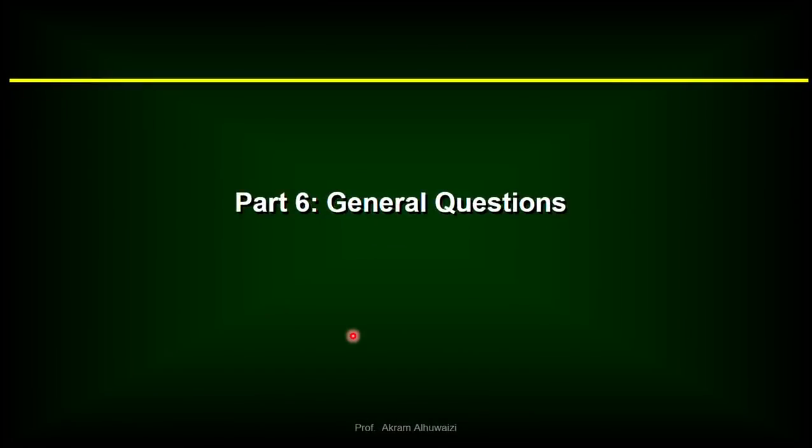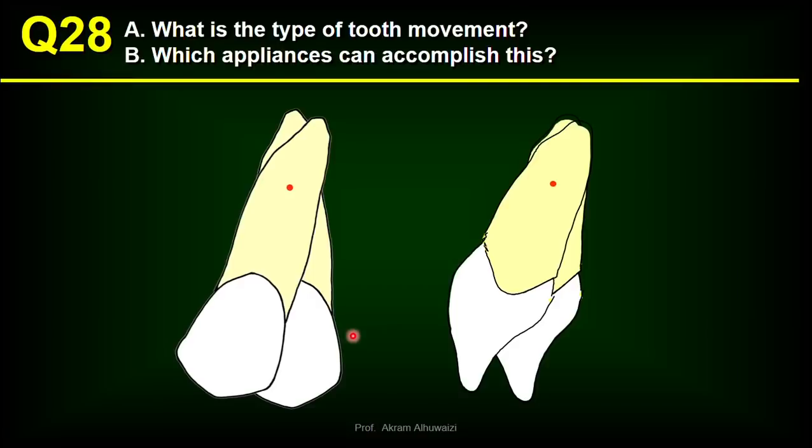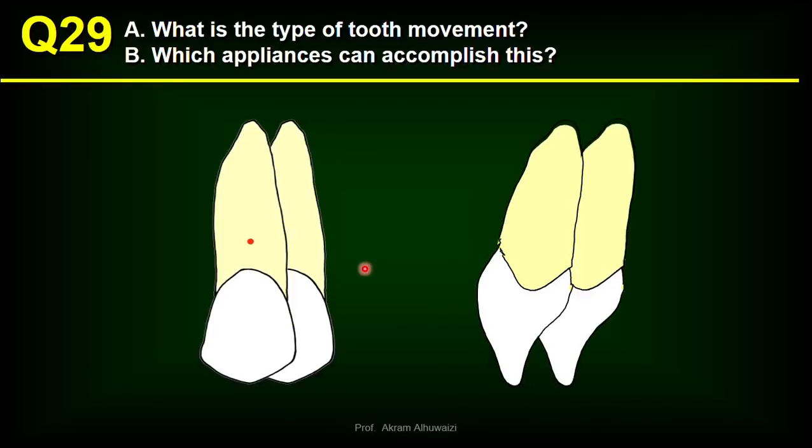The sixth part is general questions, and these are regarding tooth movement. What's the type of tooth movement here displayed? It's tipping tooth movement. Which appliance can accomplish this? Well, removable appliances can do tipping movement, and fixed appliances can do tipping movement.